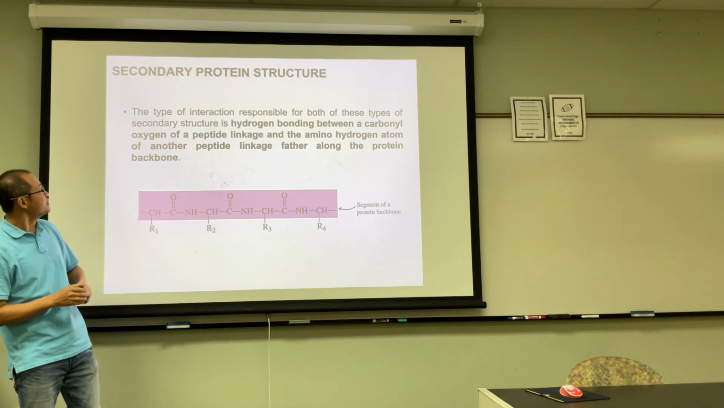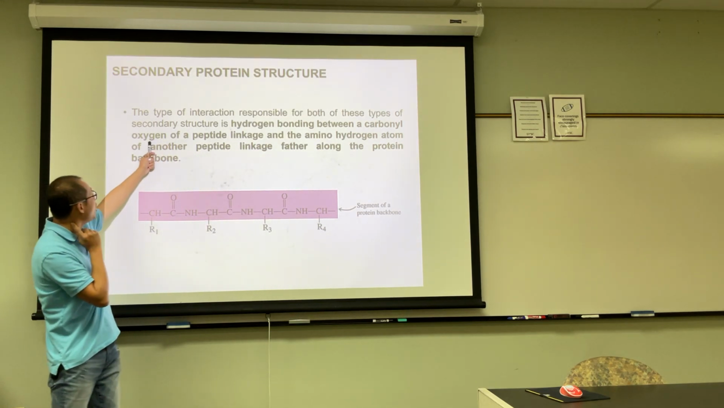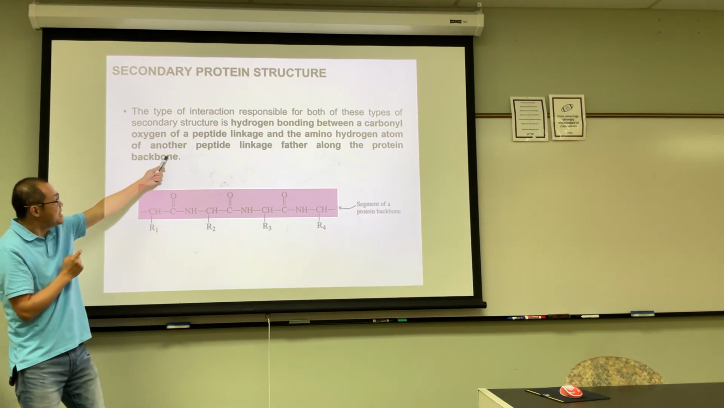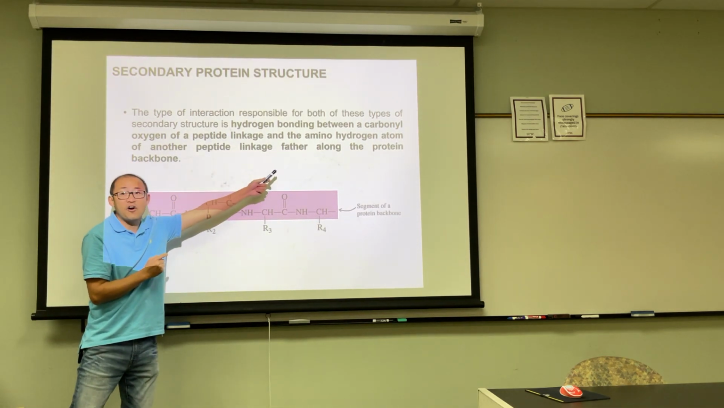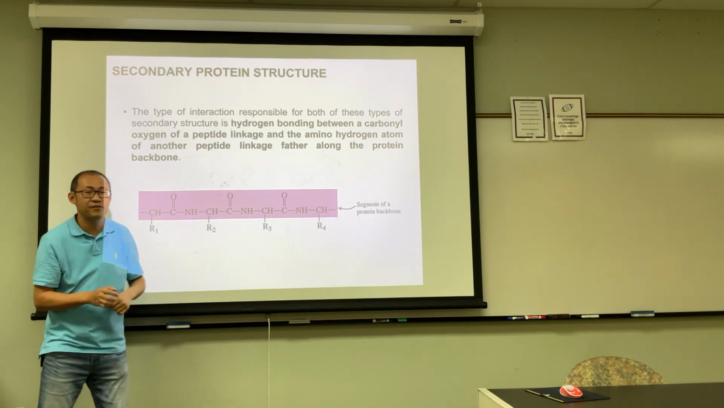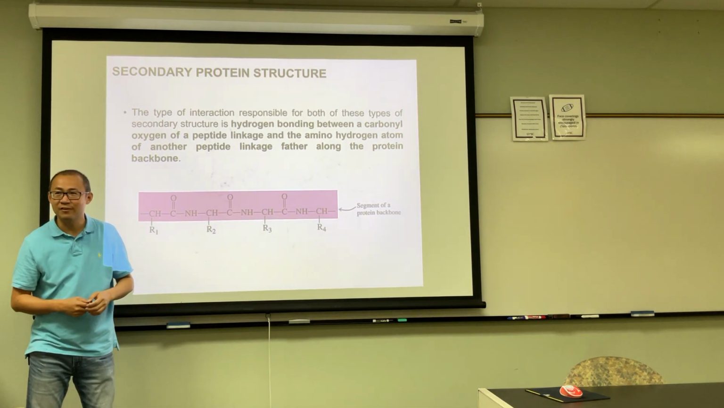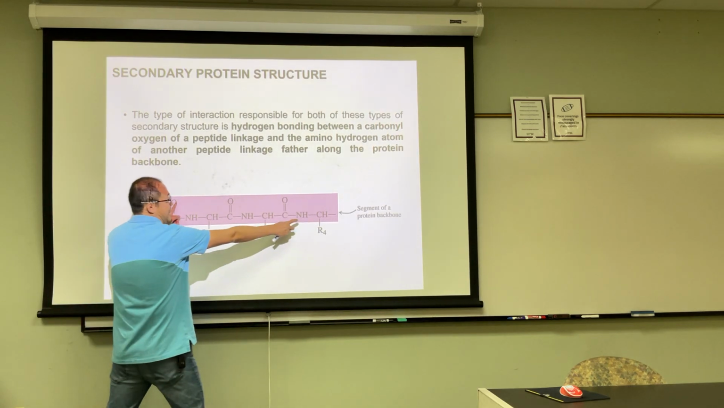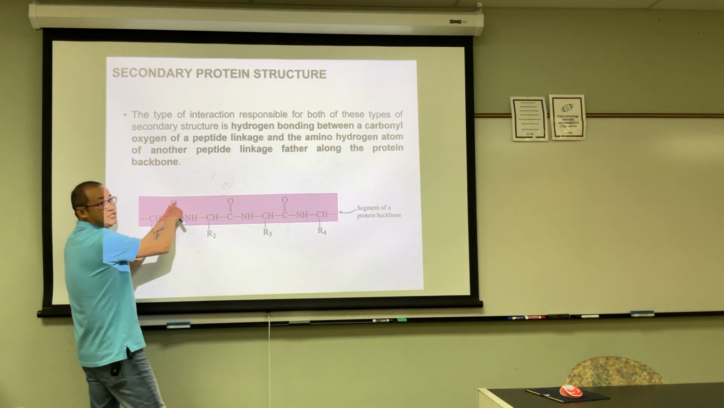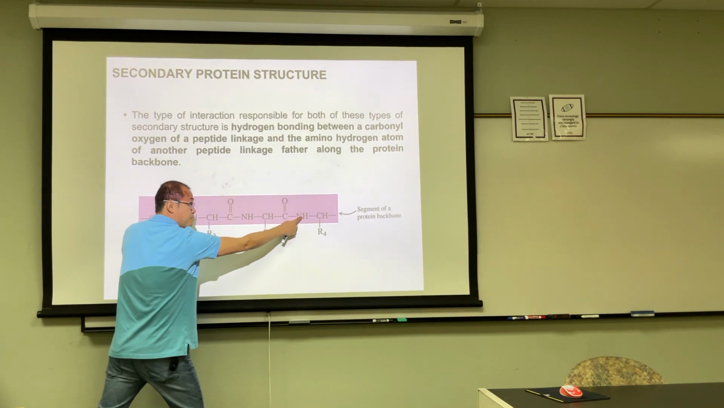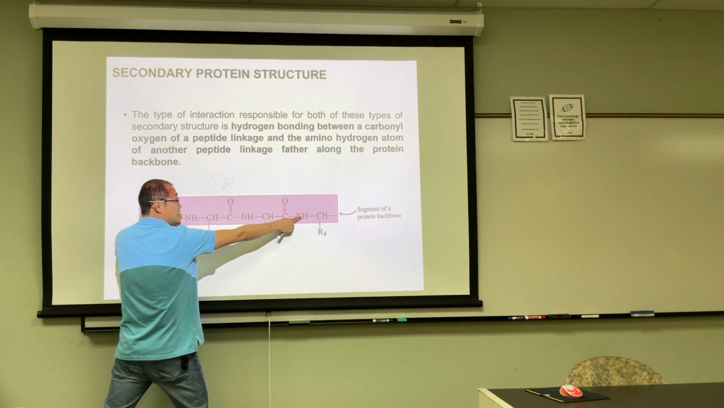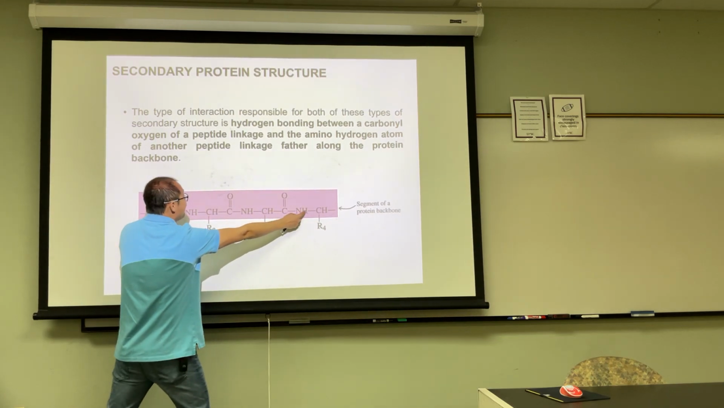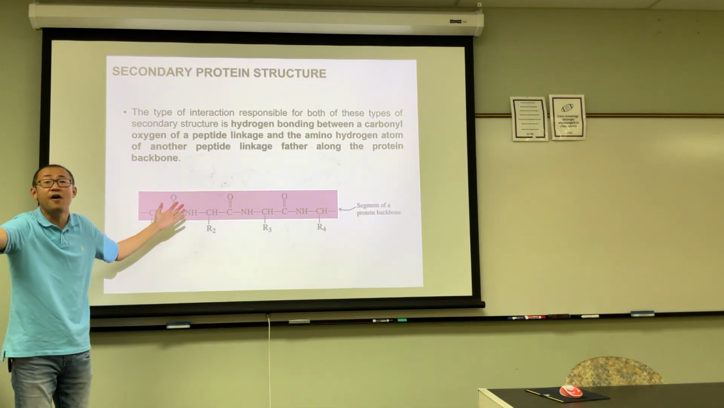Okay, when they're secondary, you can see the hydrogen bonding between the carbonyl oxygen and the amino acid of another peptide linkage further along. Okay, further along. What does it mean, further along? Think about it. Take a look at this one and this one, for example. This is the hydrogen on this peptide. This is the oxygen on the other peptide. If we have a line, these two can never what? Interact, right? Because they're too far.